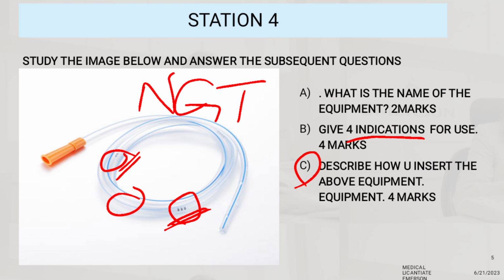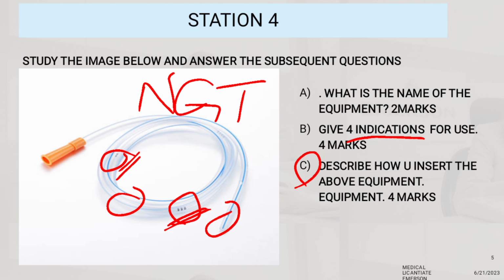lubricate the end of the nasogastric tube, meaning you lubricate this part, which is the first part that is going into the nostril. So lubricate the end of the nasogastric tube, then gently insert the tip of the tube into the nose and slide it along the floor of the nasal cavity.